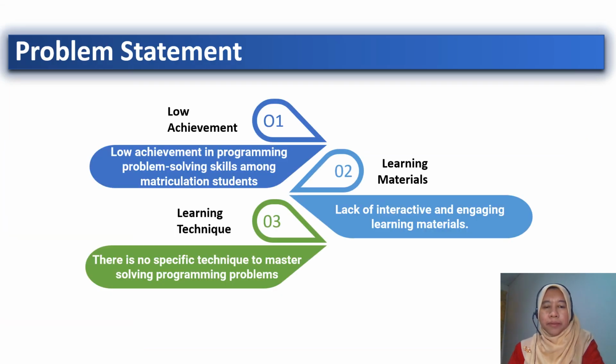For the problem statement, number one is about achievement. Students have low achievement in programming, especially when they have to deal with problem solving. This is specifically for matriculation students under KPM.